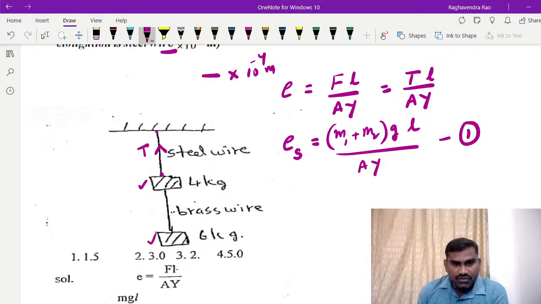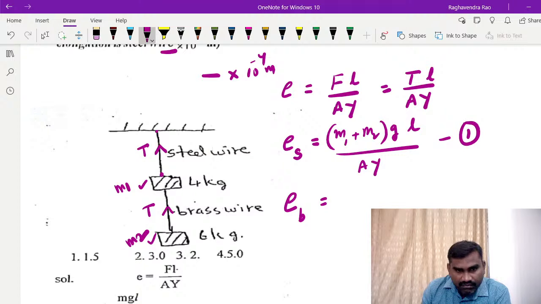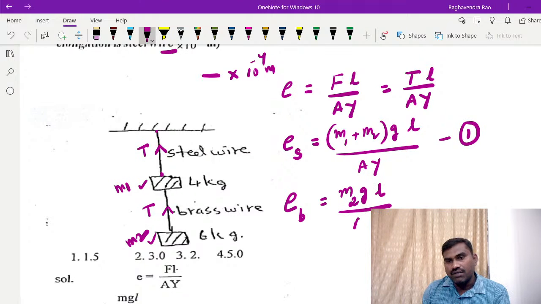Okay, right. So what is the tension in the brass wire? The brass wire has to hold only this 6 kg. So this is of mass M1 and this is of mass M2. The brass wire has to hold only this 6 kg. That means while finding the elongation in the brass wire, we need to take only the mass of the 6 kg. That means the mass of the second body into G into L by A into Y.